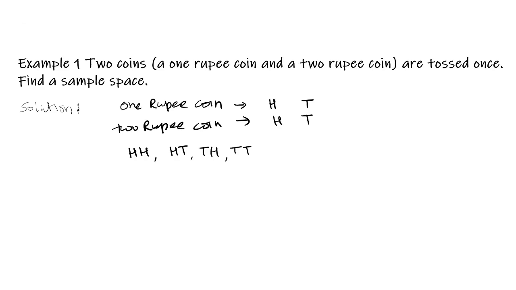So all these outcomes form the sample space, and we write them in set notation like this: sample space S equal to {HH, HT, TH, TT}. So these are our sample points, and the total set is the sample space.